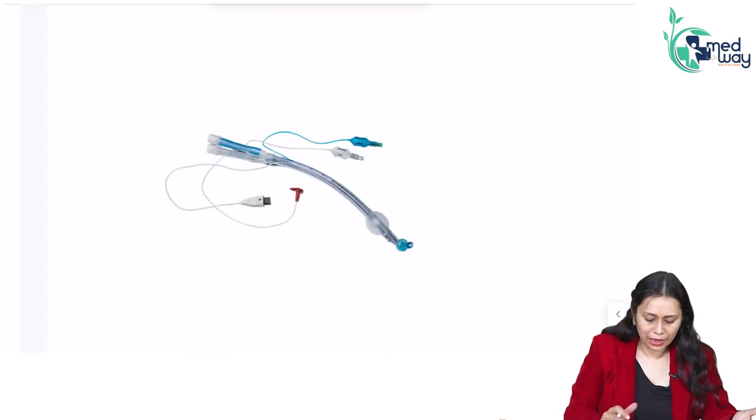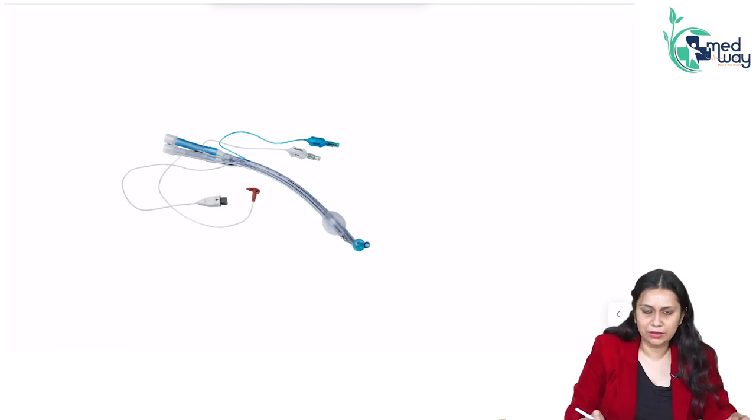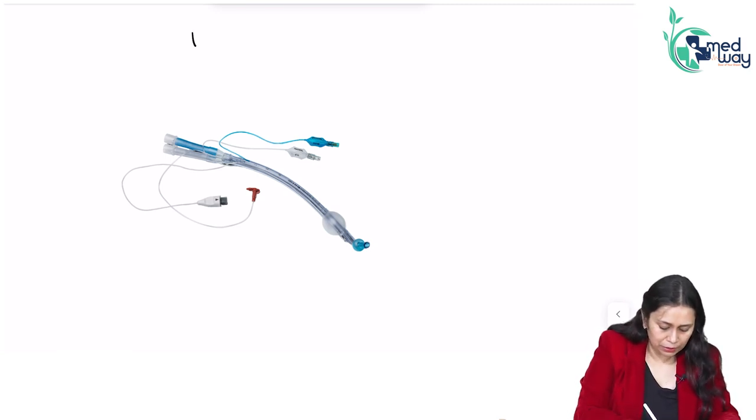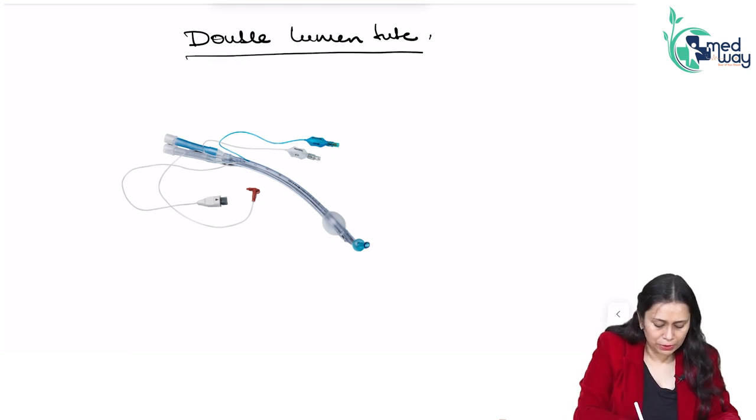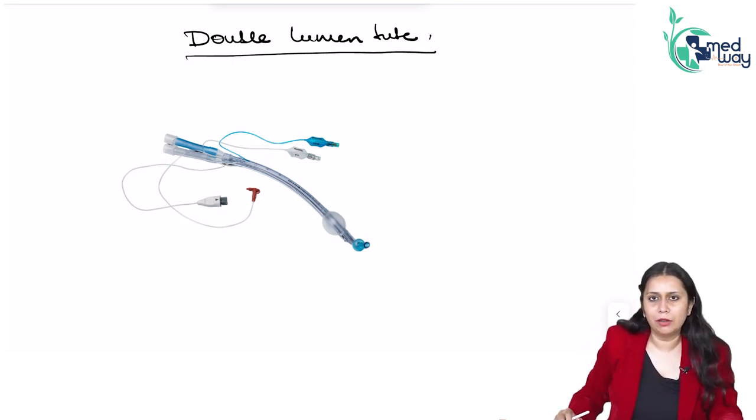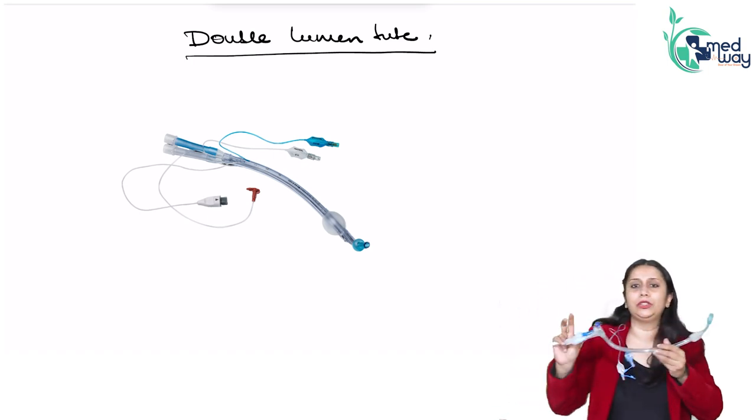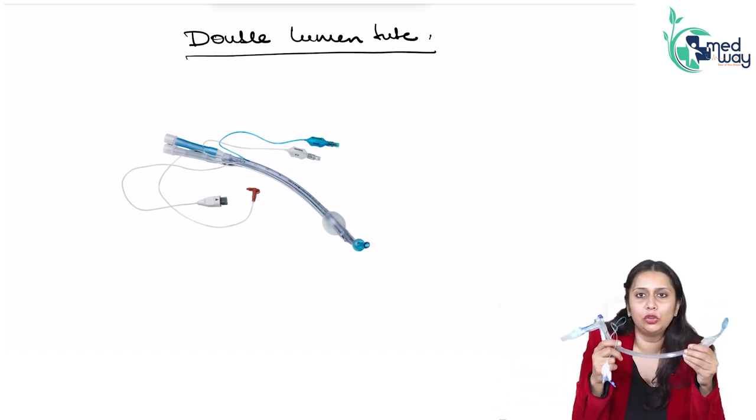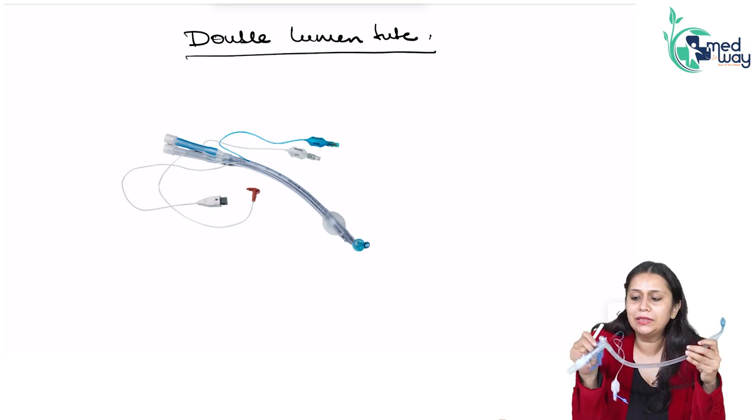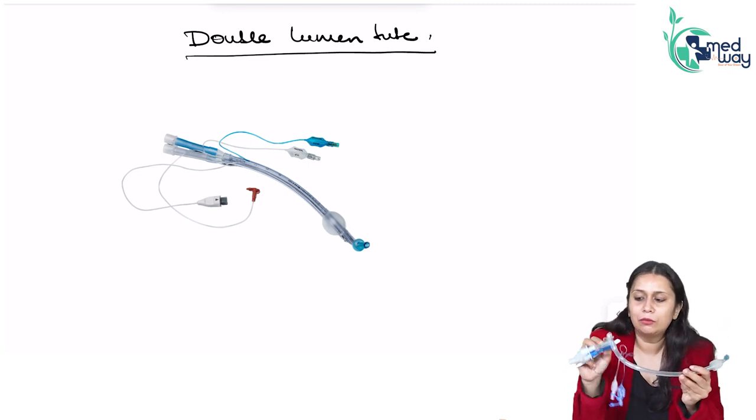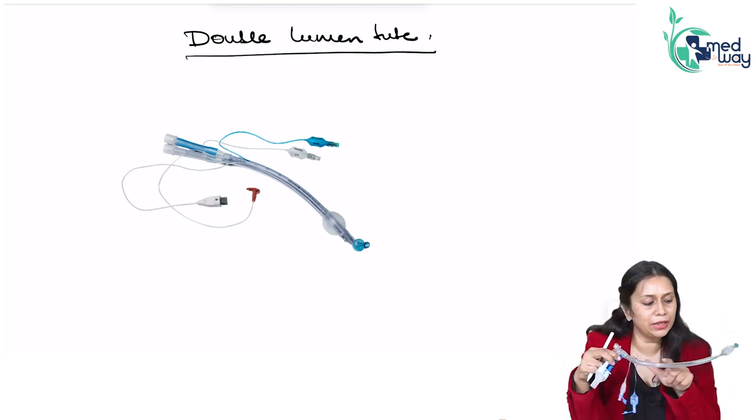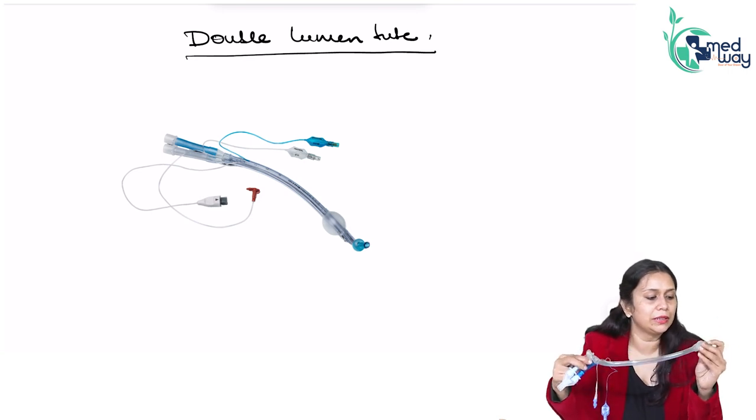Okay. The next tube which I would discuss with you is your double lumen tube. Let me pick up the double lumen tube of mine which has fallen down. So this is a double lumen tube, right? You can see it has two lumens. This transparent one is the tracheal lumen which ends here, right?